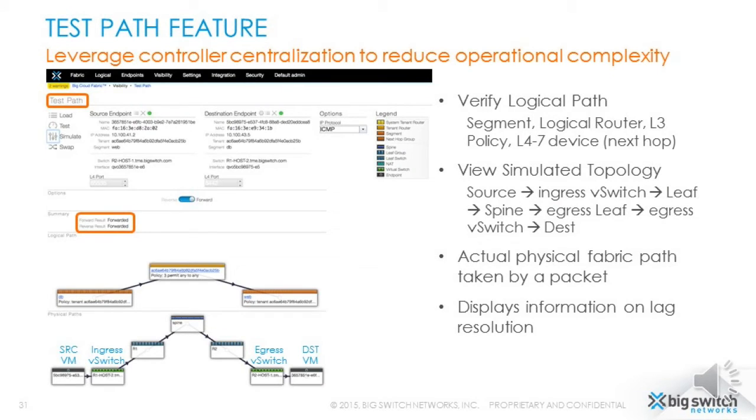BCF test path feature helps troubleshoot endpoint connectivity. All you need to do is provide source and destination endpoint information. With a click of a button, you can immediately get logical path and physical path that traffic will take when traversing between these endpoints. As shown here, we have extended this functionality to virtual switch as well. Now it's fairly easy to troubleshoot VM to VM connectivity with a click of a button.